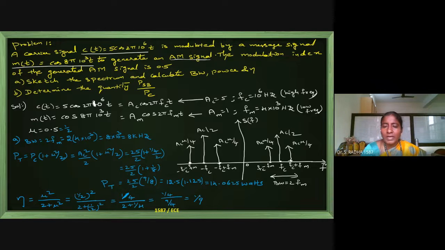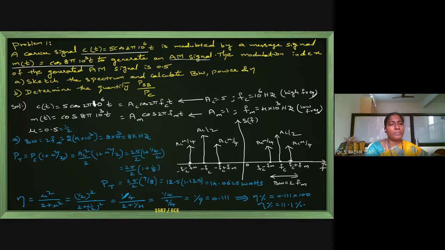So I don't have the value, I will do it here. 0.111. This is the absolute value. In percentage means multiply with 100. So it will become 11.1%. Efficiency is 11.1%, multiplying with 100 for percentage.